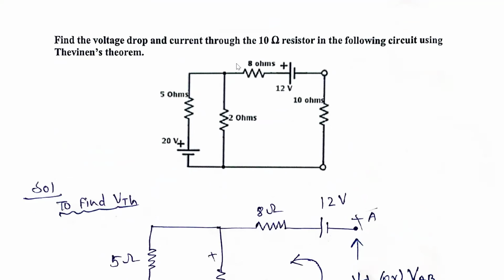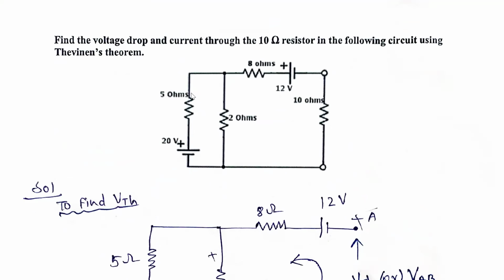Very good morning, everyone. Today, we are going to see a problem on Thevenin's theorem. Take down this problem. Find the voltage drop and current through the 10 ohm resistor in the following circuit by using Thevenin's theorem.